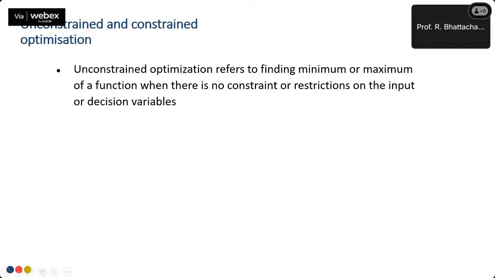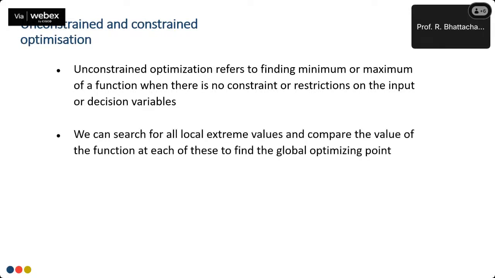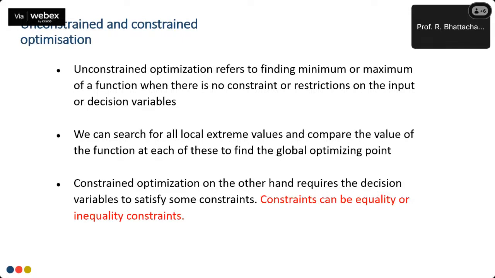So unconstrained optimization refers to finding the minimum or maximum of a function when there is no constraint or restriction on the input or the decision variables. That means x is a vector here, with components x1, x2, x3, ..., xn. We can search for all local extreme values and compare the values of the function at each of these to find the global optimization point. Constrained optimization, on the other hand, requires the decision variables to satisfy certain constraints, and the constraints may be equality constraints or inequality constraints. In some cases, it will be exactly equal to the constraint. In some cases, as you have seen, we said that the vector x has to be greater than or equal to 0. So these are inequality constraints.